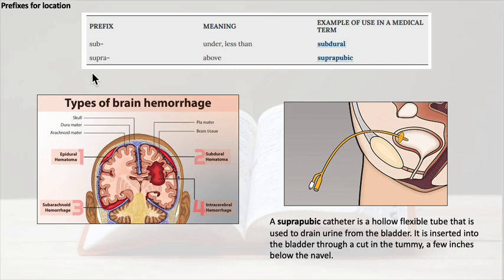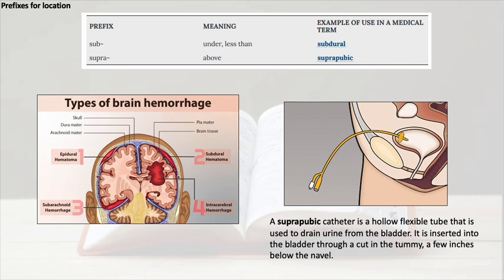So our example here for sub, referring to under or less than, is subdural. So let's break down the term subdural. Sub meaning under or below. Dural, as we mentioned previously, referring to the dura mater. So the dura is one of those protective layers of the brain and spinal cord. And we'll talk about this in the context of a subdural hematoma.